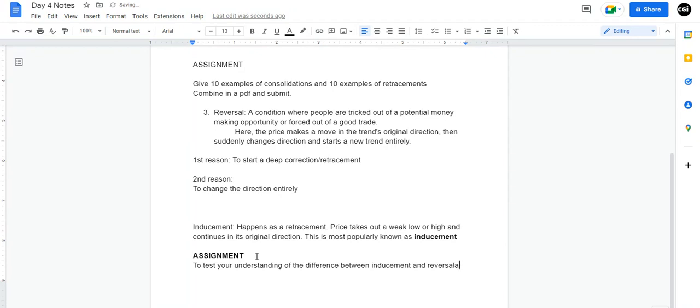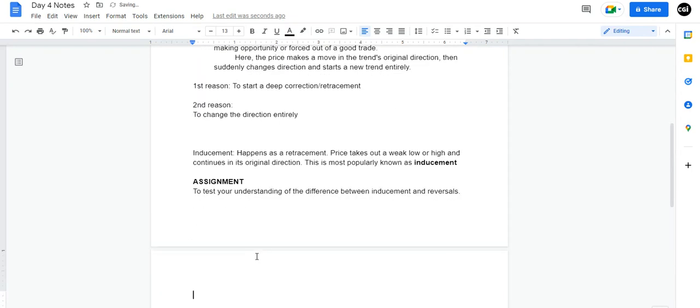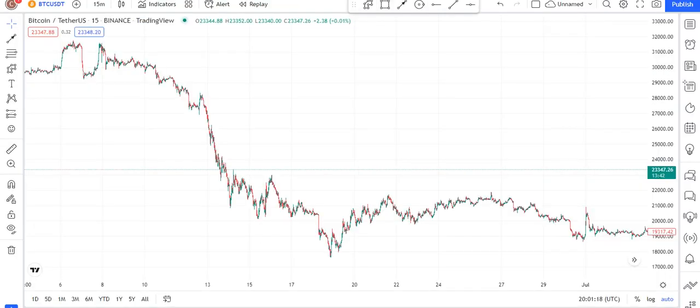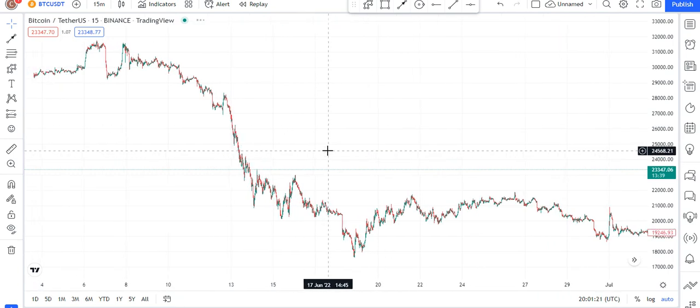Reversals. So what you do is you will find 5 examples of inducements and 5 examples of reversals. So now let us do the assignment here first. You guys will still go and do it on your own. So this is how your assignment is going to look like.